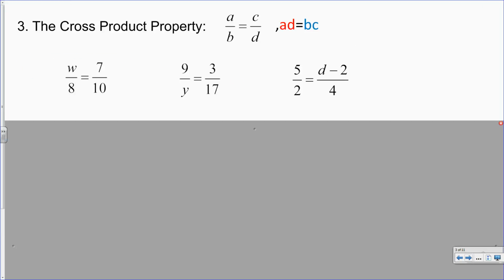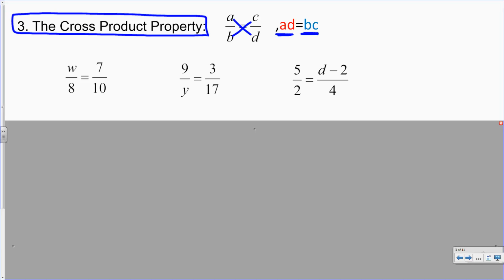Our third way is called the cross products property. The cross products property states that if you multiply diagonally A times D, it's going to be equal to diagonally B times C. So those cross products are equal. We used that when we were checking for proportionality. Now we're going to use it to solve.